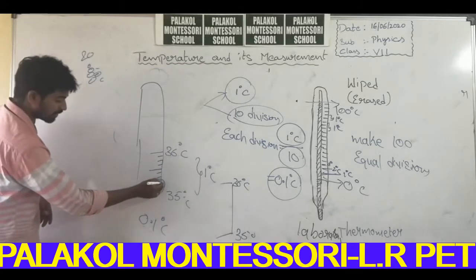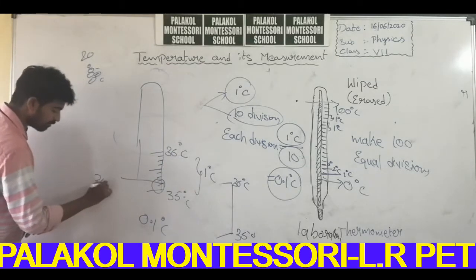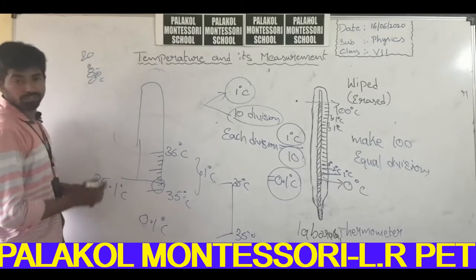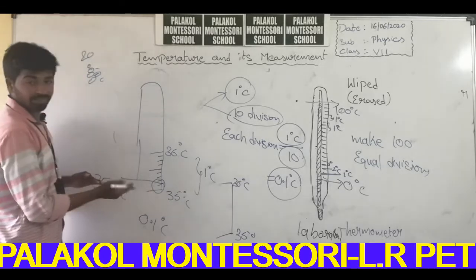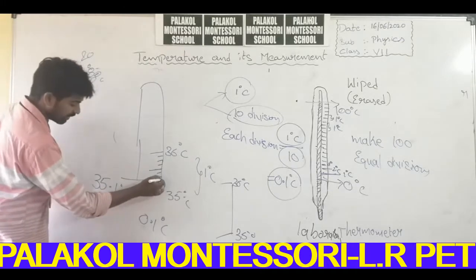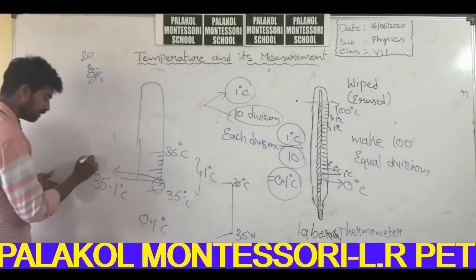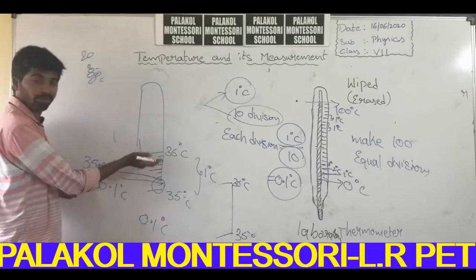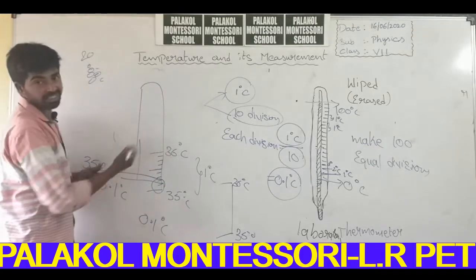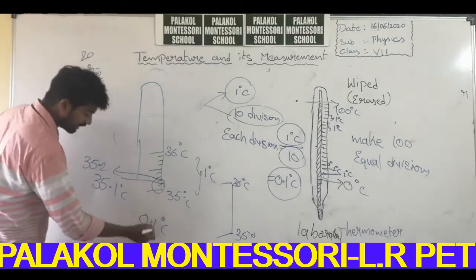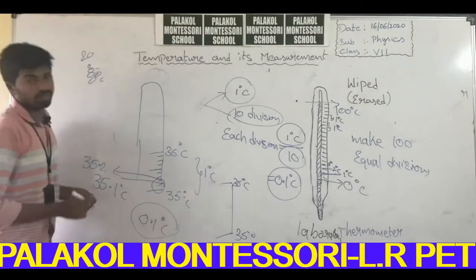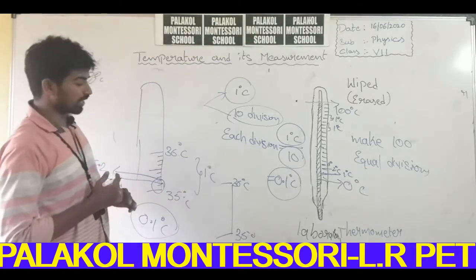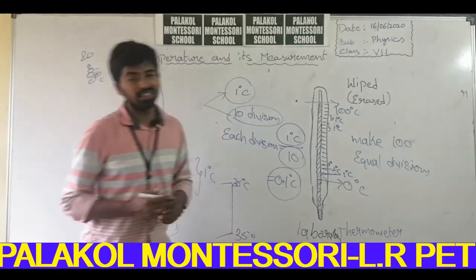If the mercury level was here, then the temperature value will be taken as 35.1 degree centigrade. If the mercury level is one division above this, then the reading will be taken as 35.2, 35.3, 35.4 and so on. Like that, each division value is equal to 0.1 degree centigrade. So, this is the information about the readings presented on the thermometer.